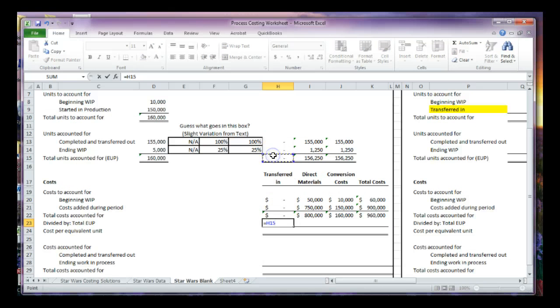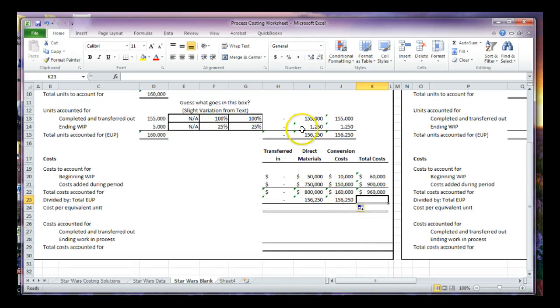All you're doing here, and some folks drop this column off because you don't really need it, but that's all we're doing. It doesn't make sense. Leave this blank. That doesn't make sense yet. But all you're doing is you're taking this 800, dividing it by this number. That's still 0. Equals divided by that.